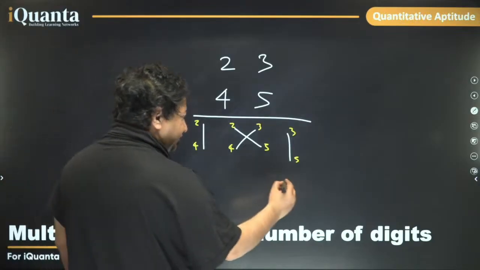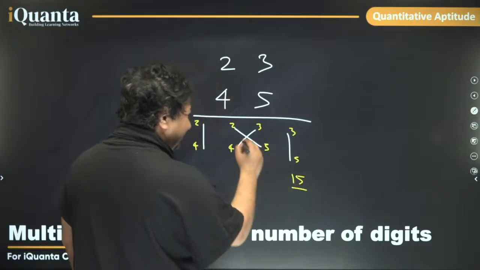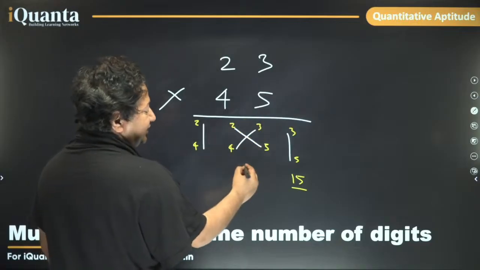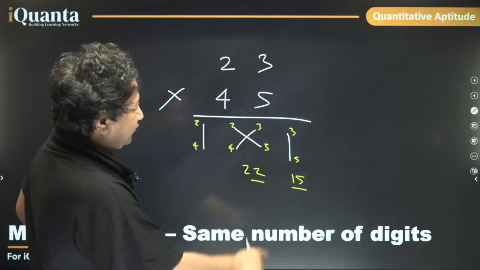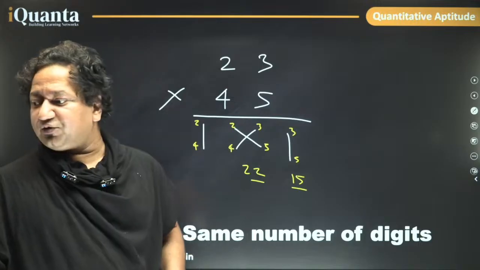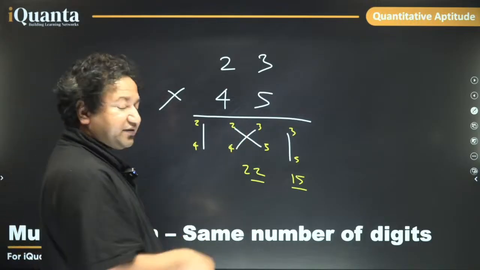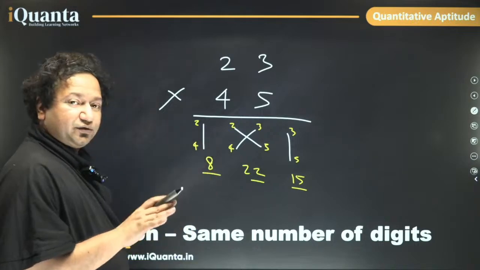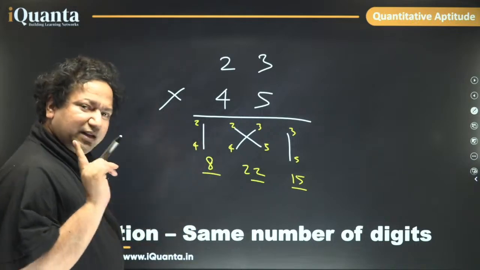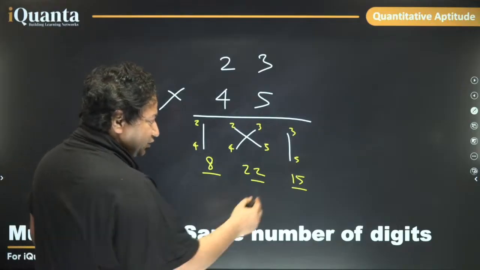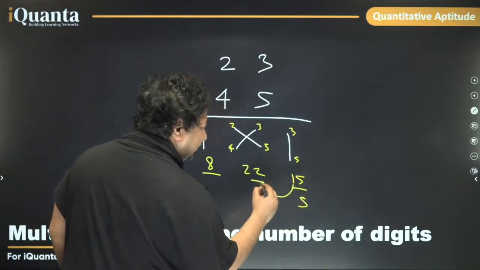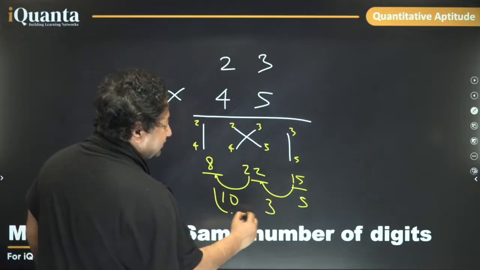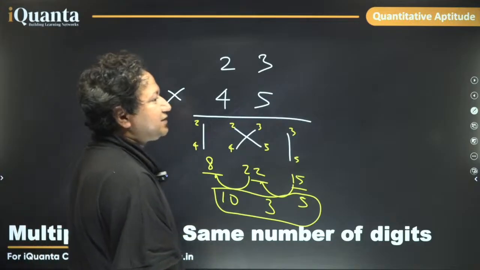3 into 5 is 15. Let's write 15 over here and put an underline. 2 5s are 10, 3 4s are 12, 10 plus 12 is 22. Do you get that? Whatever products we get crosswise, we add them. And here 2 into 4 is 8. In one space there can be only one digit, the rest will be carried forward. So only 5 stays, 1 is carried forward. 1 plus 22, 3 stays, 2 is carried forward. 8 plus 2 is 10. We get 1035 as the final answer.